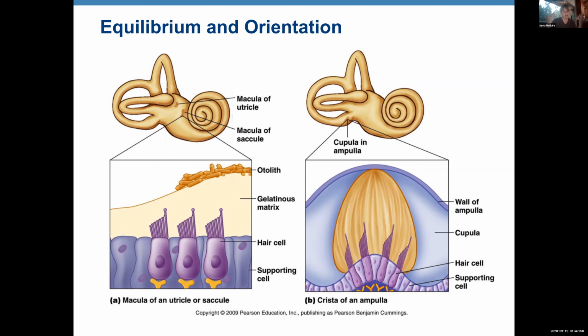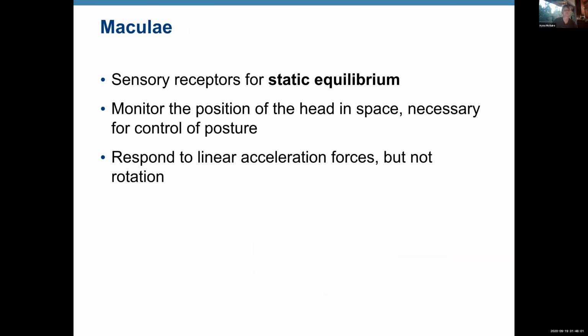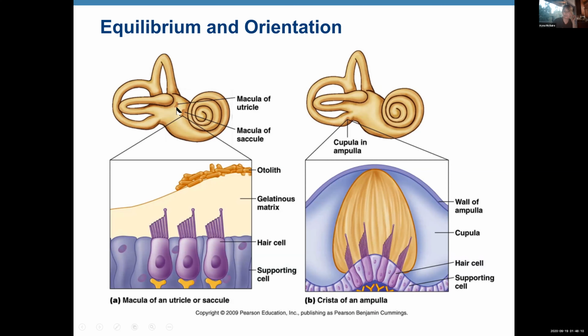So you feel your static or dynamic equilibrium. Makes sense? Okay. So the macula is the sensory receptor for static equilibrium. Why? Because the macula is located in the utricle and saccule, in the part that is the vestibule, right? So the vestibule is for static. You go back or front, right, left, up, down. That's all the job of the macula to sense this movement.